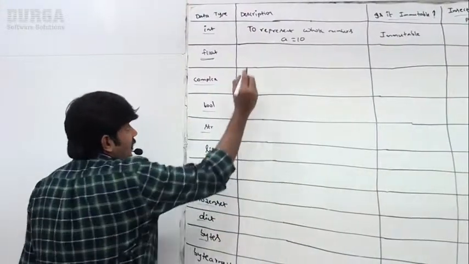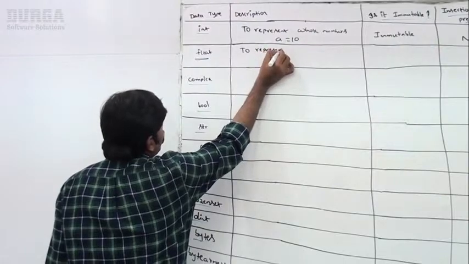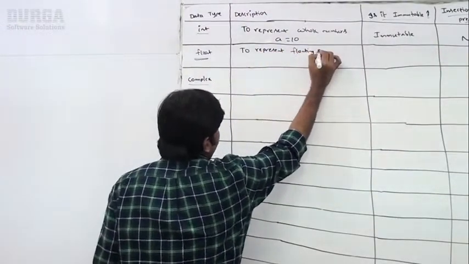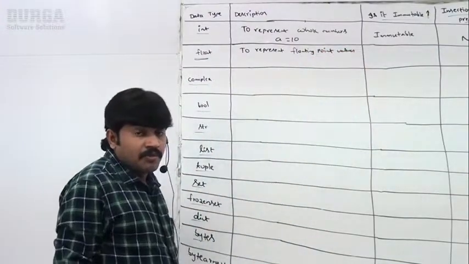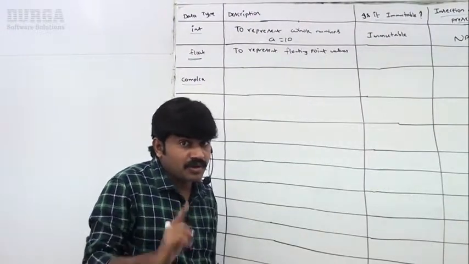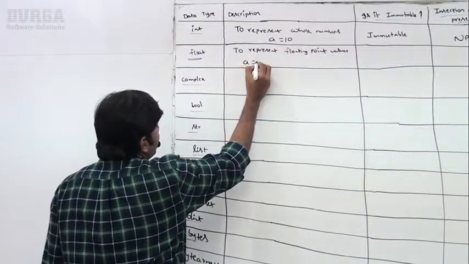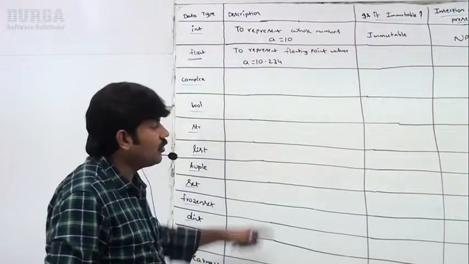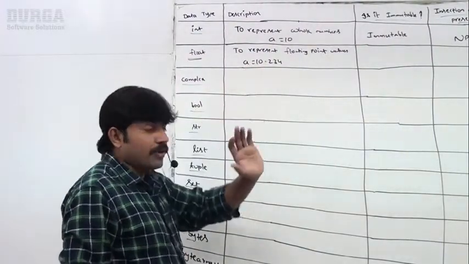Now the second one, float. If you want to represent floating point values, we require to go for the float data type. Floating point value means the number with a decimal point, like a = 10.234. This type of number is by default considered as a floating point number.